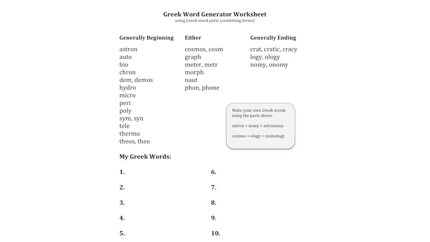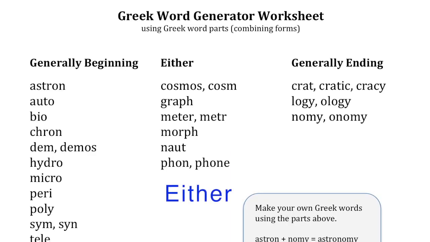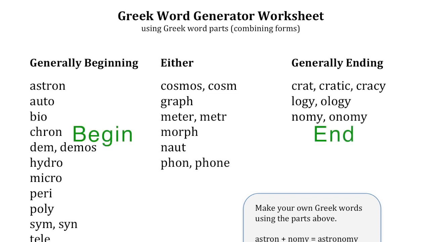With the Greek worksheet in Lesson 7, make sure students understand that the middle column of Greek word parts can either be beginning or ending parts. The first column are beginning and the third column are end.